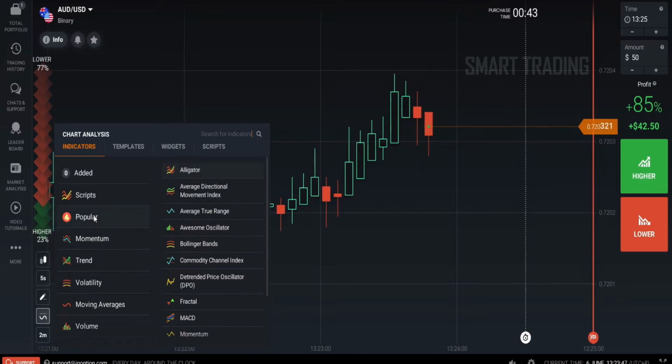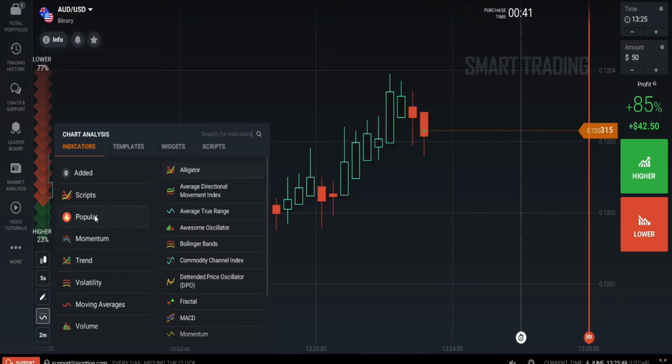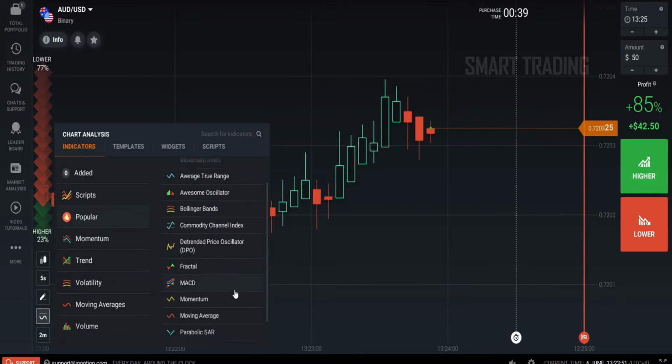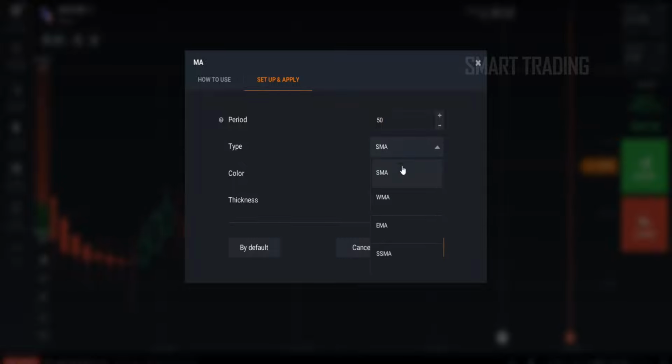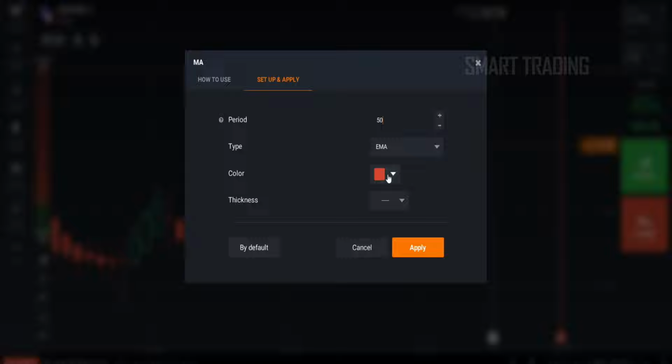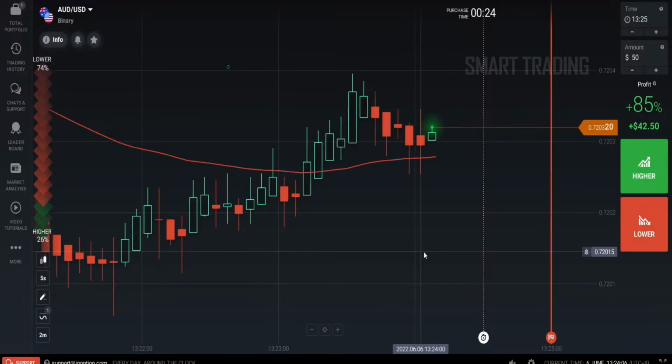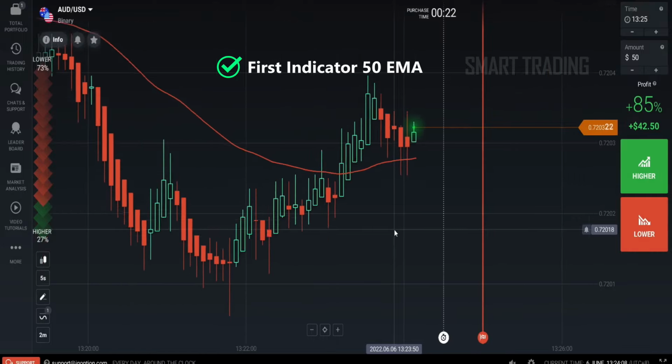I will insert our trading indicator, the moving average. So let's set the period of the moving average to 50, with the type of exponential, or EMA. Then set the thickness to bold. Okay, we already have our first indicator seen on the chart.